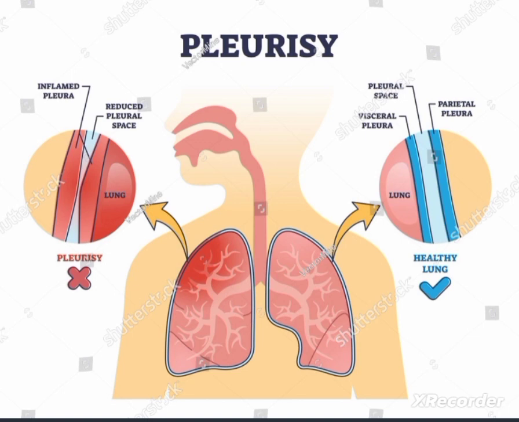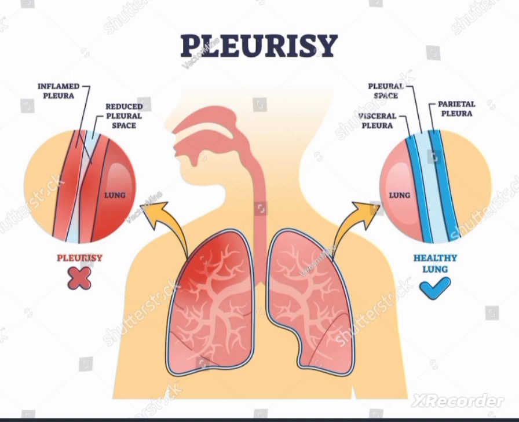In this picture, you can see the normal pleura, with the parietal pleura and the visceral pleura, and there is adequate pleural space. But in case of pleurisy or pleuritis, there will be inflamed pleura, so the pleural space is decreased. The parietal and visceral layers are edematous, and there is an inflammatory response.